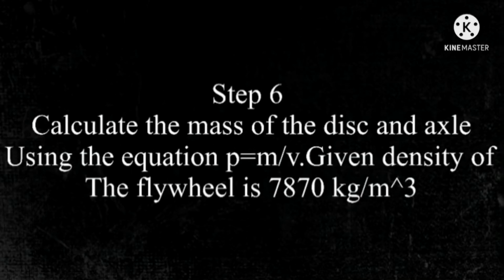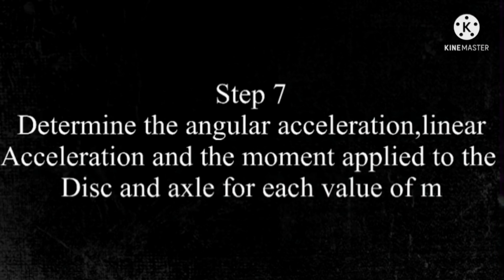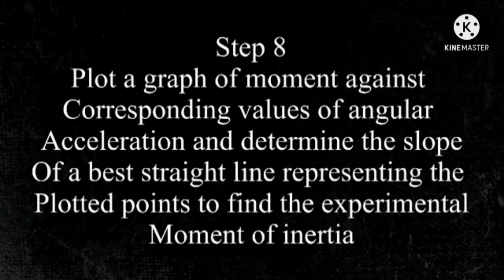Calculate the mass of this axle using the equation m equals density times volume, given the density of the flywheel is 7,870 kg per meter cube, and then determine the angular acceleration, linear acceleration, and the moment applied to the disc and axle for each value of m. Then plot a graph of moment against the corresponding value of angular acceleration and determine the slope of the best straight line representing the plot points to find the experimental moment of inertia.